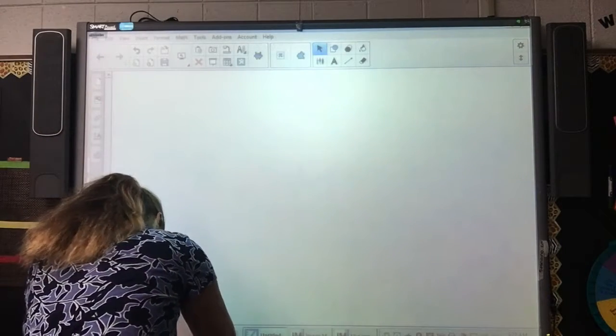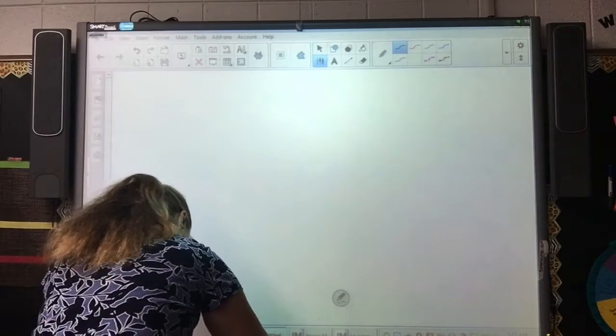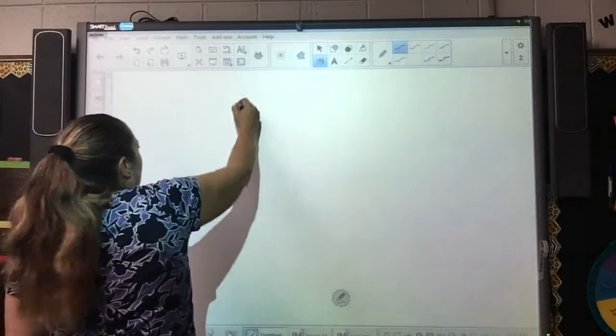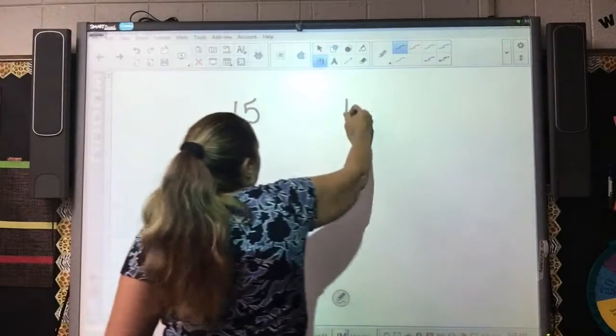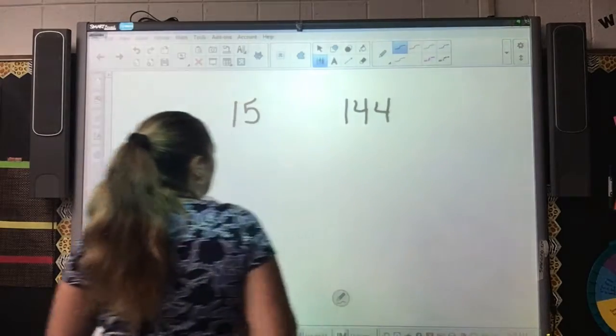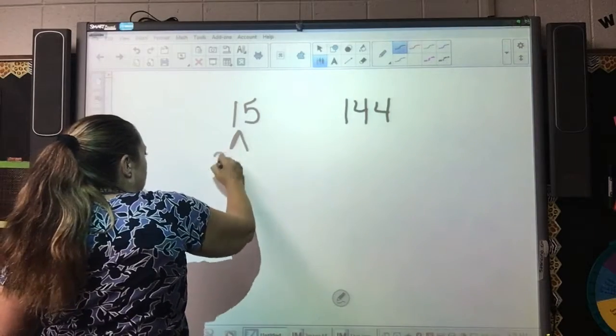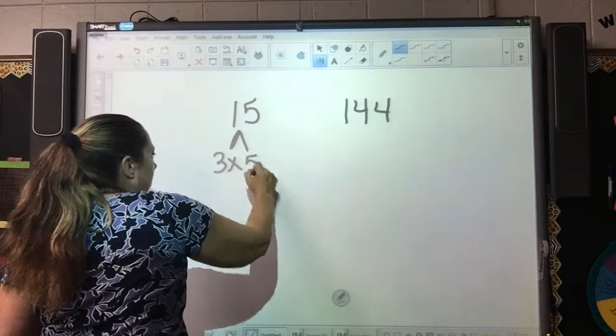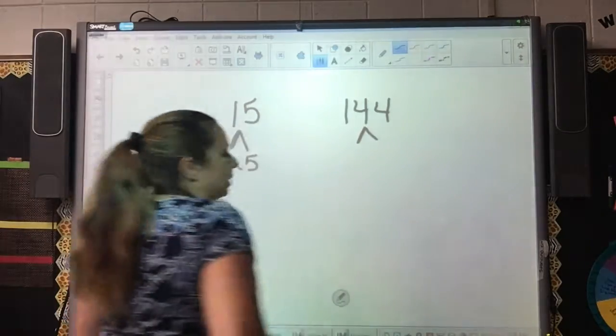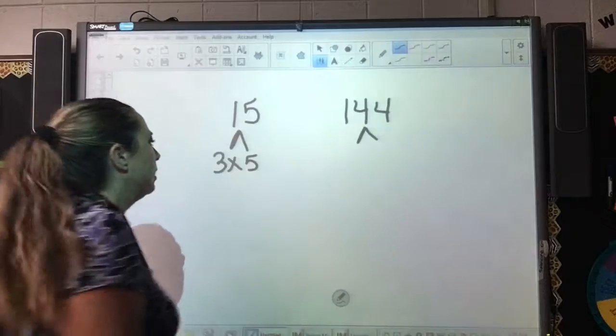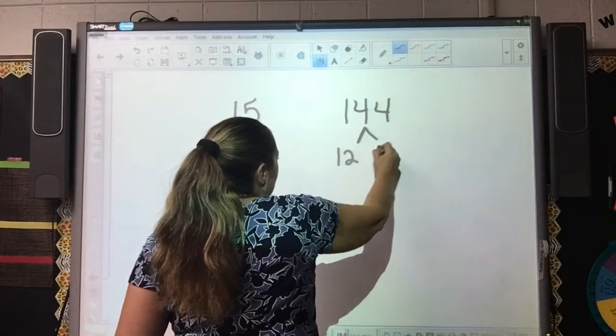Let's try 15 and 144. It looks like kind of a hard one. All right, factor tree it down. 3 times 5, that was pretty easy, that one's done. This one, I think 12 times 12, that's the first thing that comes to mind, even though that's probably not the greatest way to do it.